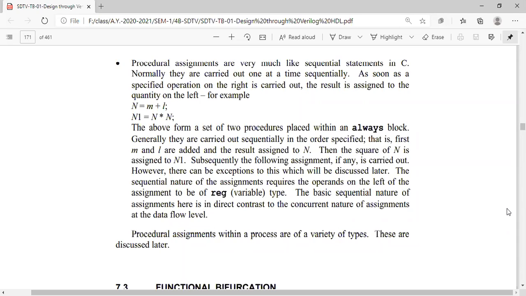So the basic sequential nature of the assignments here is in direct contrast to the concurrent nature of the assignments at the data flow level. Do you understand this now? In the data flow, we have not used this always statement, and that means we don't need to execute those statements in sequence, right? Everything is independent there. But here, everything has to be executed in a sequence if it is mentioned in the always block.